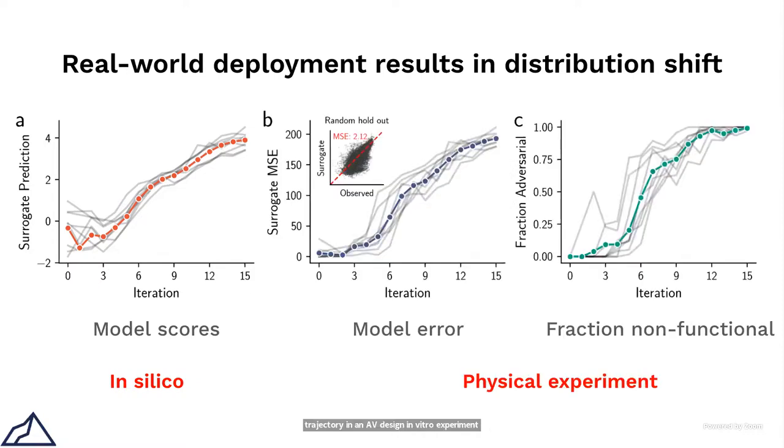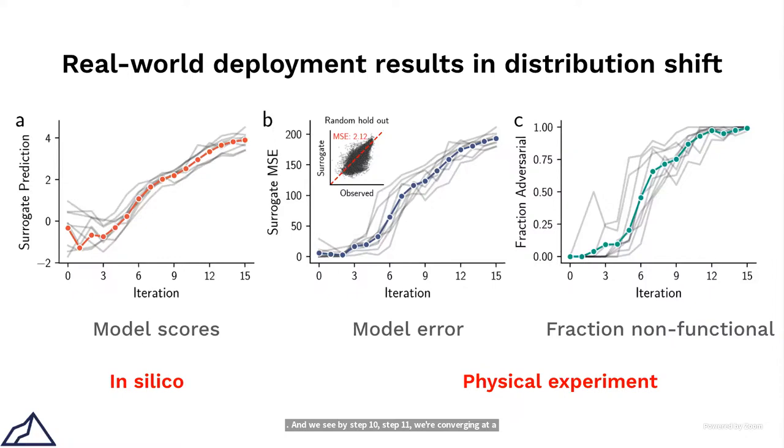And what we find is that the model error for the regression model increases as a function of the optimization step, denoted as iteration here. Another way of looking at error is in panel C, which is the fraction of design variance from a particular step that is entirely non-functional. And we see by step 10, step 11, we're converging at a 100% non-functional rate.